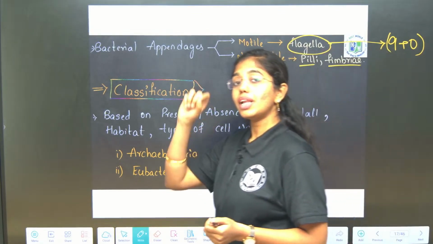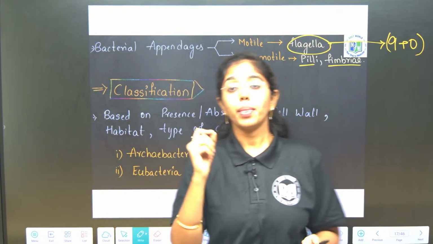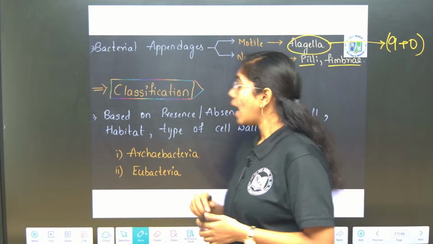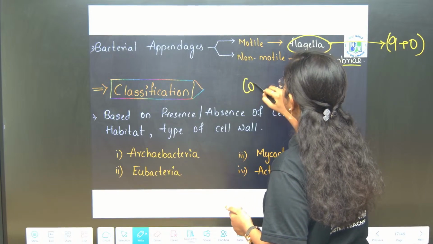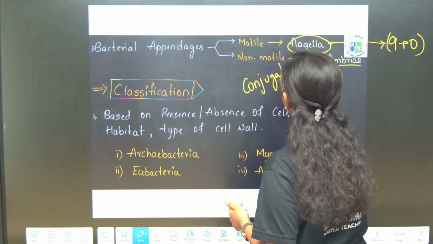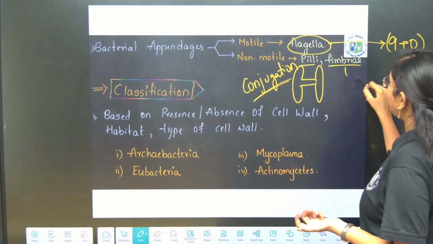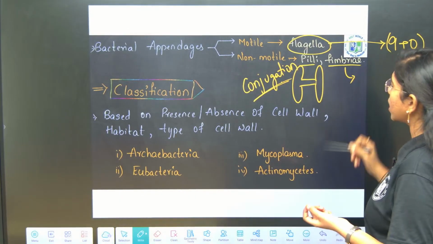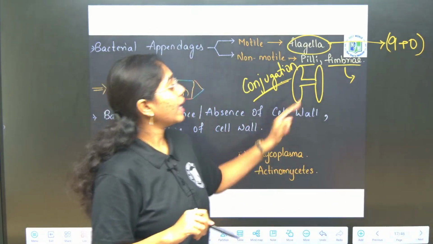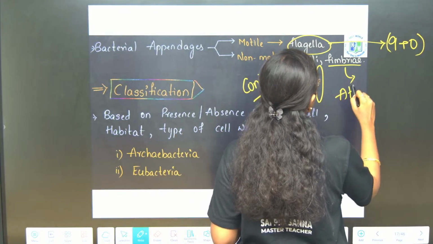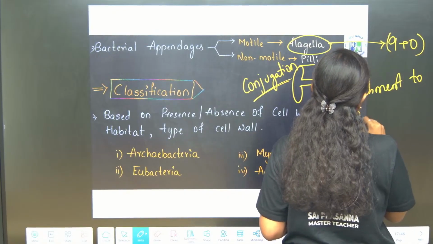Pili are the tubular elongations which are extensions of the cell wall. They help in attachment to the substratum and they also aid in the sexual recombination process of conjugation. How? I will tell you in detail when we are discussing sexual recombination. Fimbriae are the bristle like structures sprouting out of the cell membrane, and they purely help in attachment to the substratum.